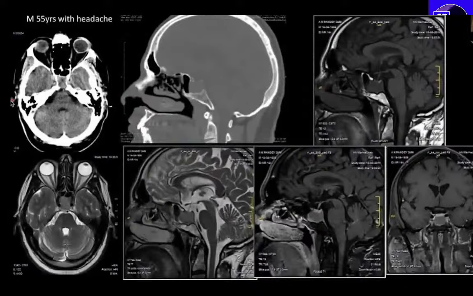Okay, here is a quiz question. A 55-year-old patient came with headache. We did a CT. CT was normal except for enlargement of the sella. This enlargement of the sella was well seen on the coronal reformatted image, enlargement and slight erosion of the sella. So we performed an MRI which shows this mass. So is it a macroadenoma? This was thought to be a macroadenoma, but no.